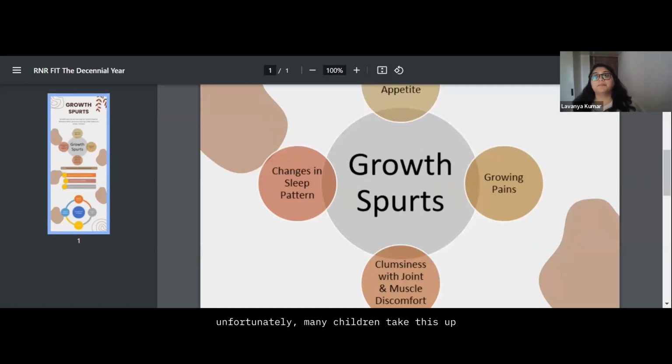Unfortunately, many children take this up in their adult life as well, saying that, hey, I am a clumsy person. It need not necessarily be. It is because of this particular phase that they're in that they end up starting to become more clumsy, because of the muscle imbalances, because of the height differences. And that itself can lead to a lot of joint and muscle discomfort too. It's a cycle here. Joint and muscle discomfort leads to clumsiness with loss of coordination and focus. At the same time, clumsiness can further lead to joint and muscle discomfort.